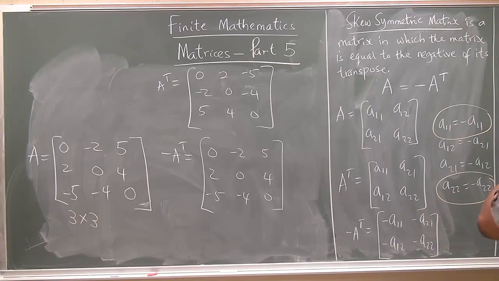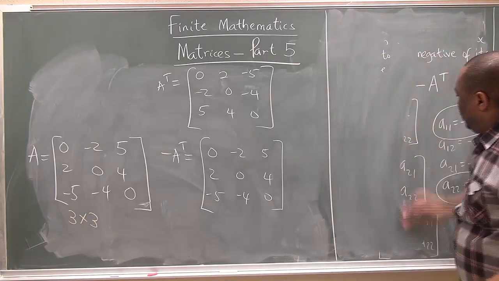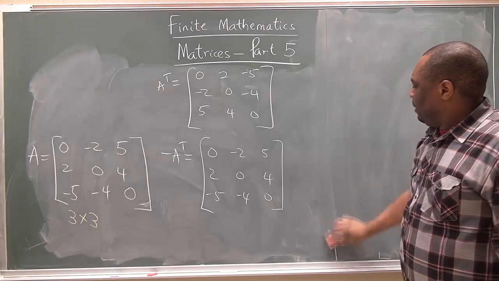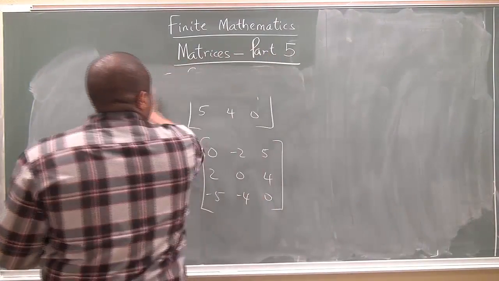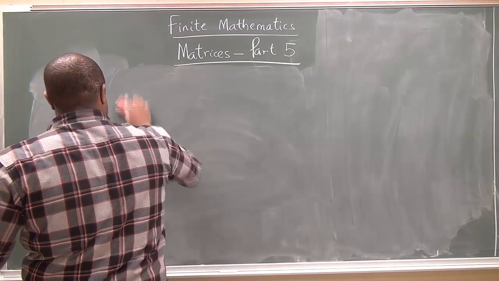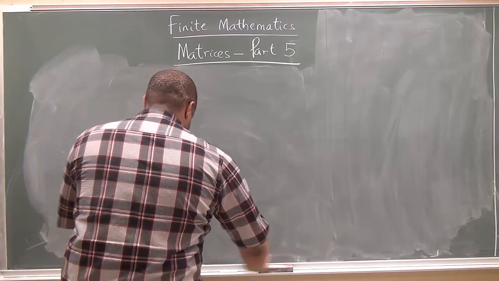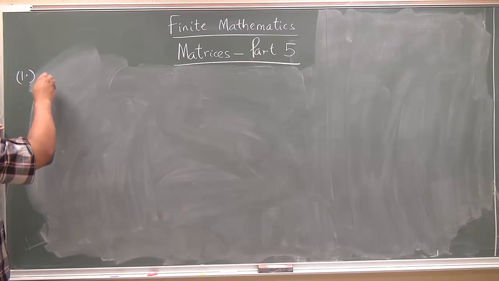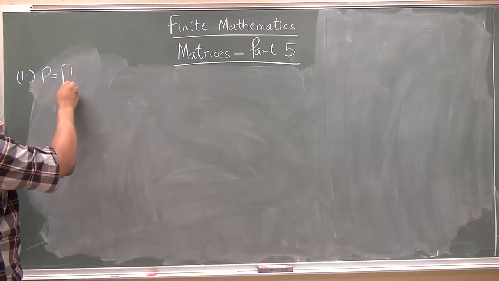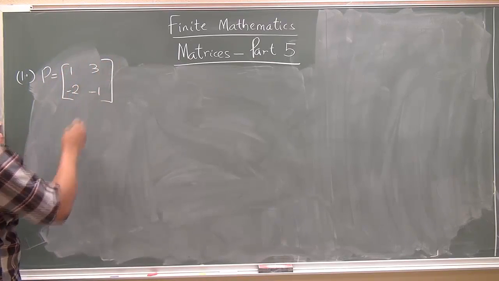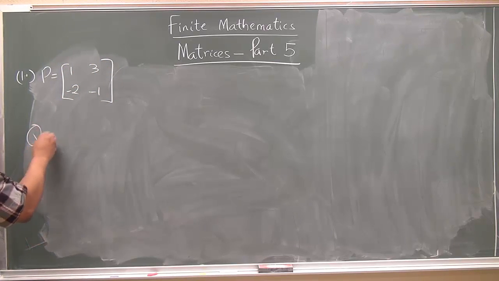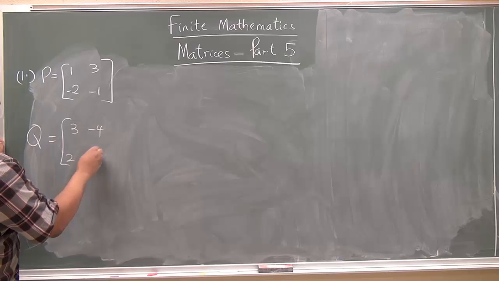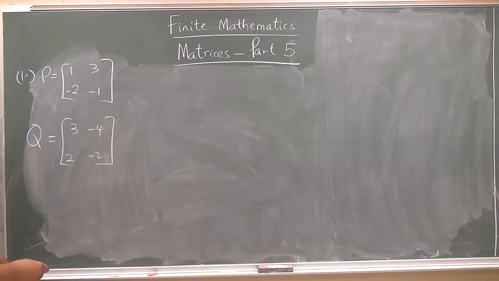Let us now solve these problems on transpose. This is kind of proof, it's not difficult. We will go through it together. So you have question one. P is a 2 by 2 matrix, 1, -2, 3, -1, and Q is a 2 by 2 matrix, 3, -2, -4, -2. So this is the question.